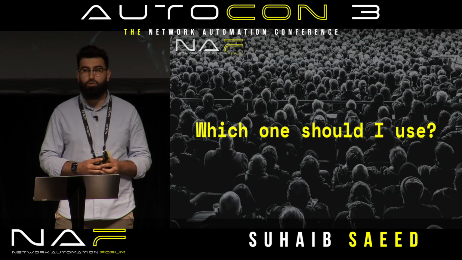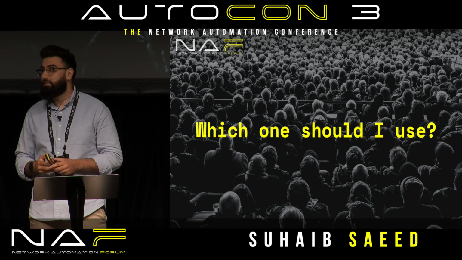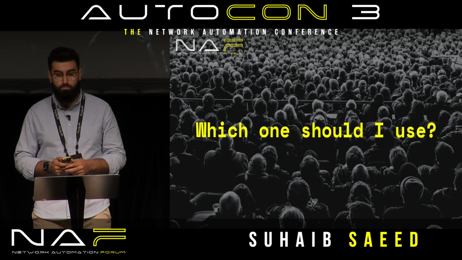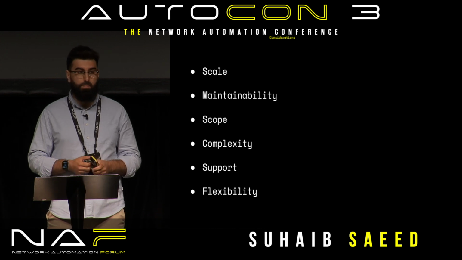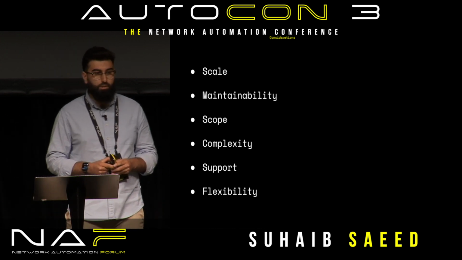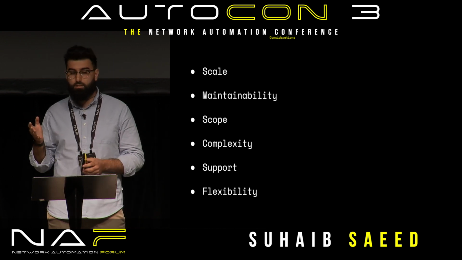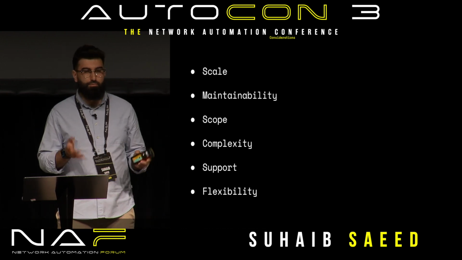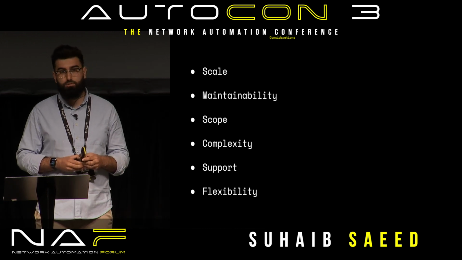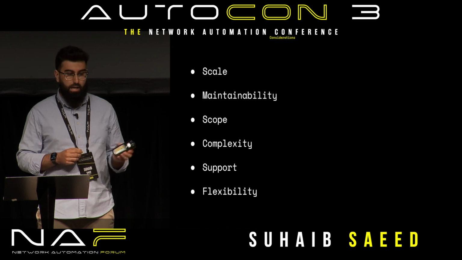So which one should you use? I wish it was a simple answer. There are a lot of different considerations you should take into account. Firstly, scale. How many devices are you automating against? 10, 100? If you're automating against a large number of devices, maybe consider Nornir for the better performance. I can certainly remember Ansible playbooks running across a large number of devices taking hours to execute.